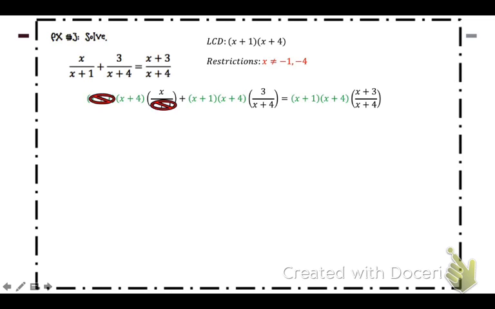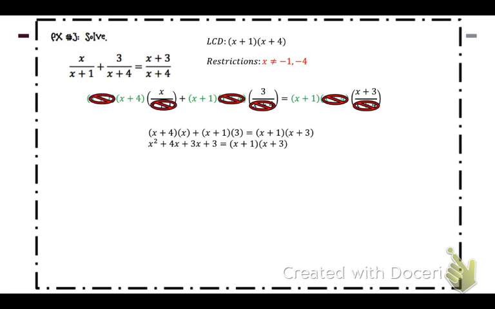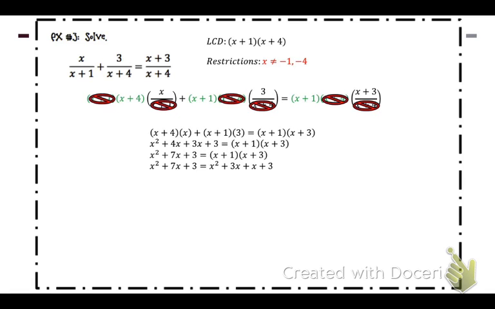In that first one, the x plus 1's cancel. Second one, x plus 4's cancel. Last one, the x plus 4's cancel. And you're left with x times x plus 4 plus x plus 1 times 3 equals x plus 1 and x times x plus 3. You multiply that out, you get x squared plus 4x plus 3x plus 3 on the left side. And you combine like terms, that's x squared plus 7x plus 3. Now on the right side, when you multiply that out, you get x squared plus 3x plus x plus 3.